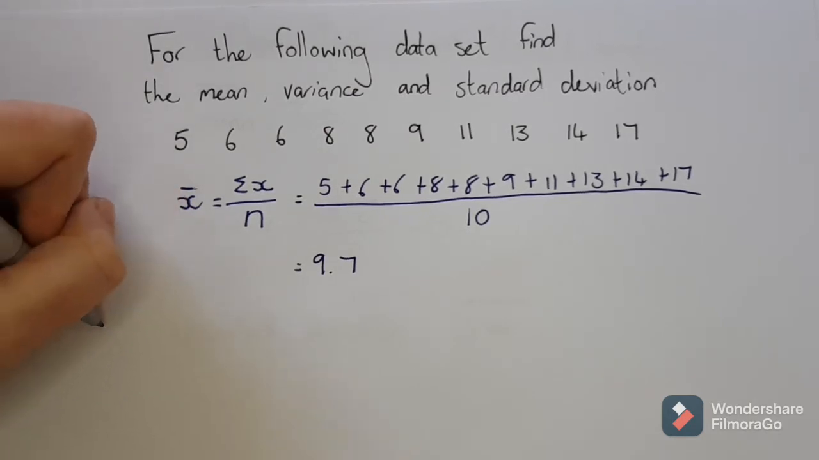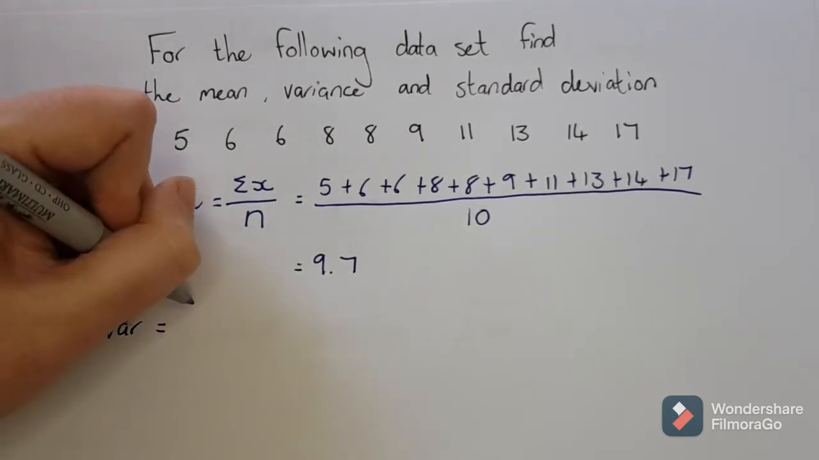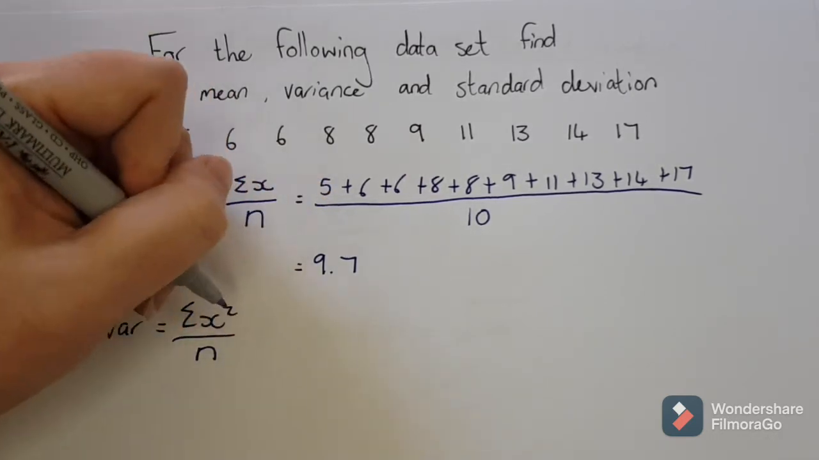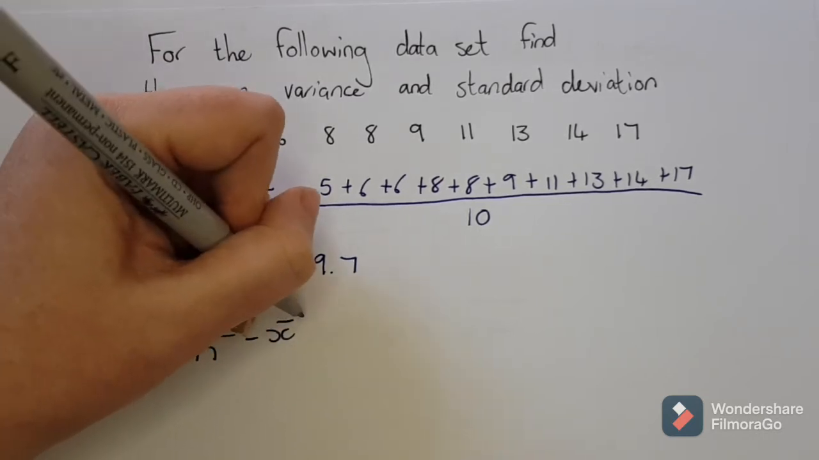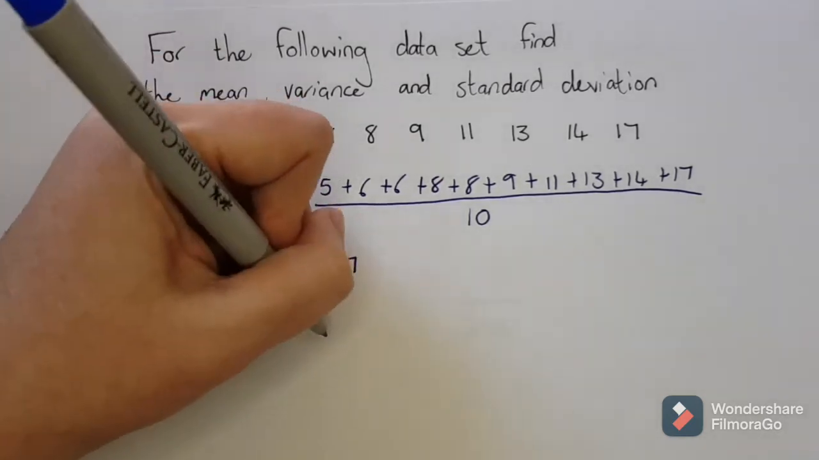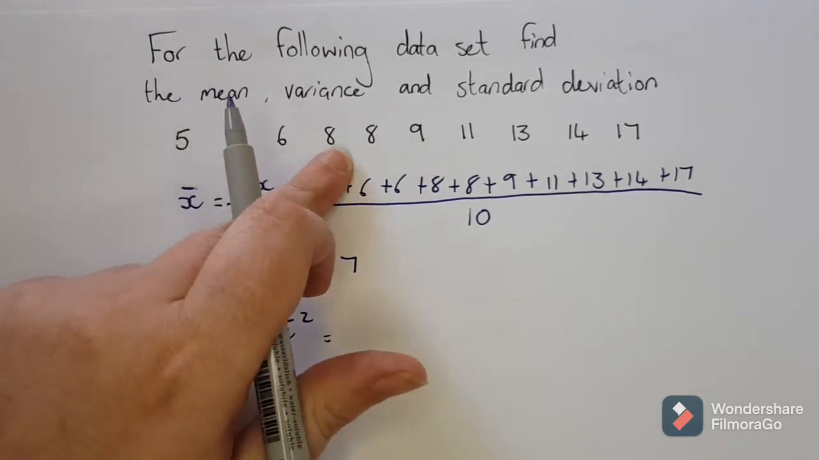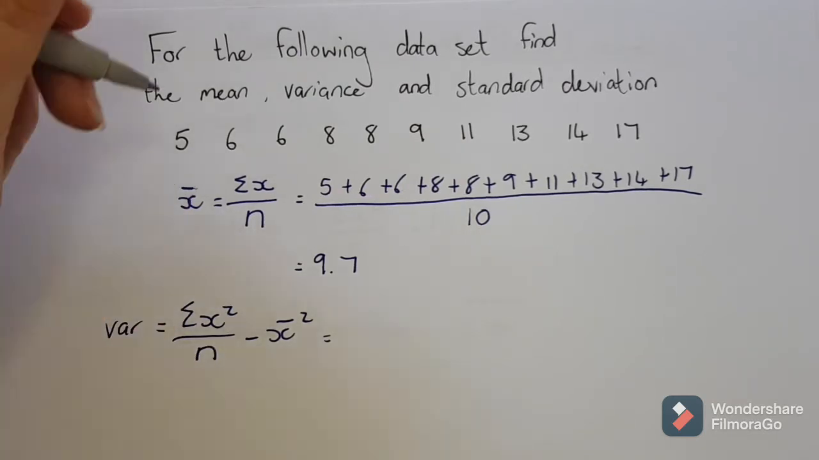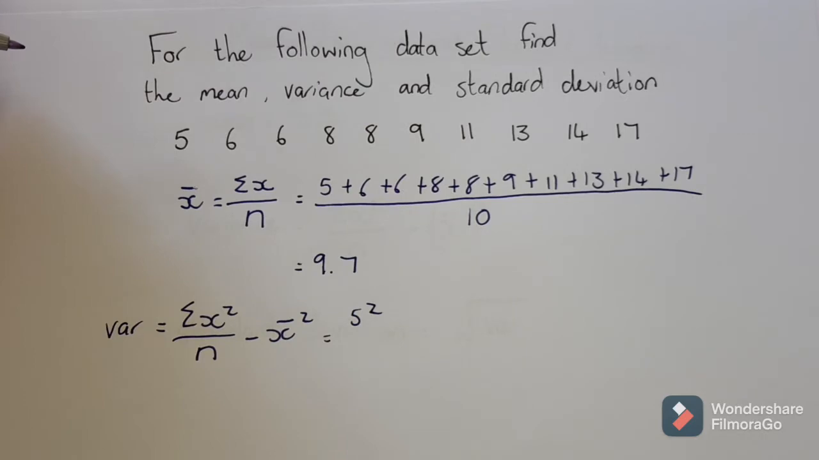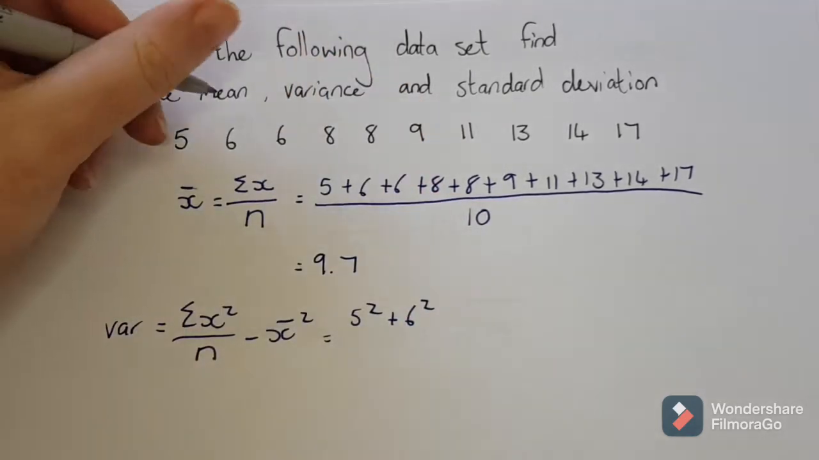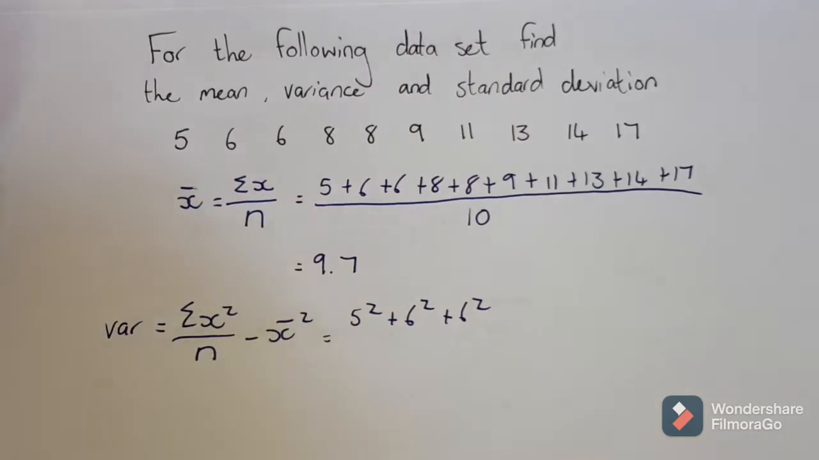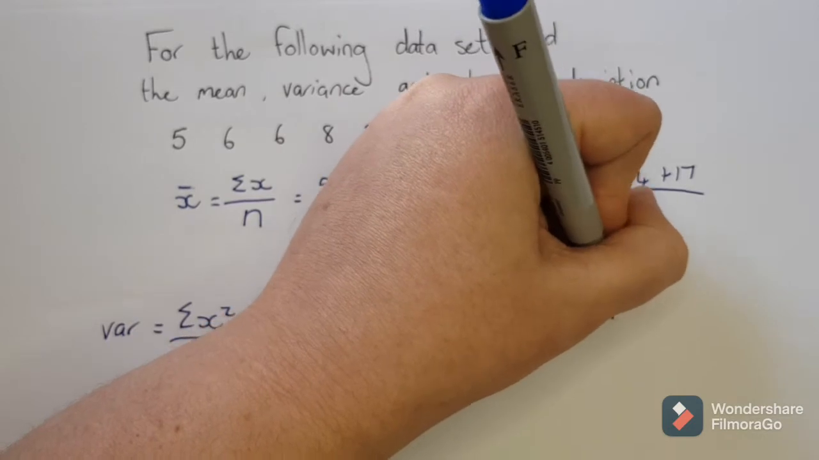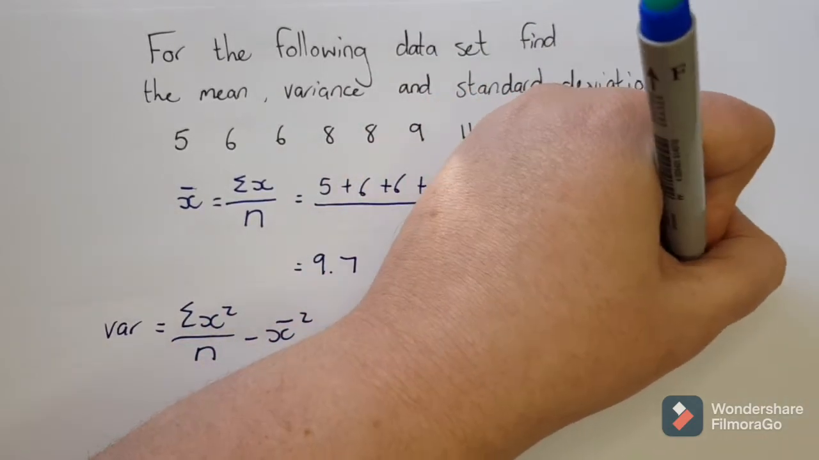So then the variance, we're going to use our formula sum of x squared over n minus the mean squared. So we're going to take each individual x value that we have, and you're first going to square it, and then you're going to add it together. So you're going to say 5 squared plus 6 squared plus 6 squared, etc. So you're going to square each and every one of those values.